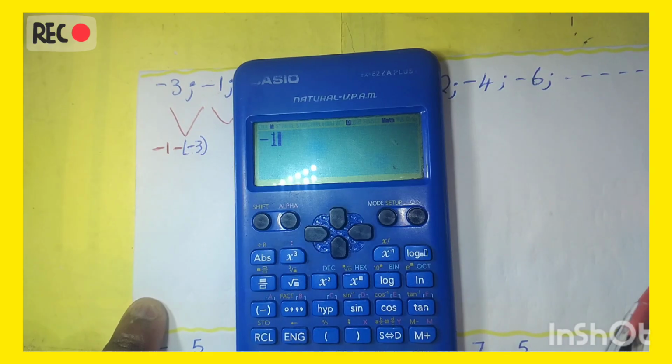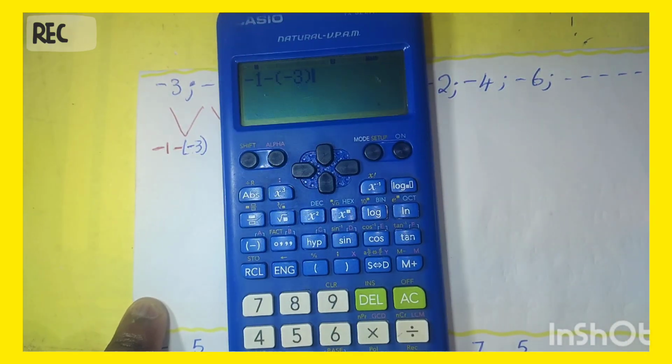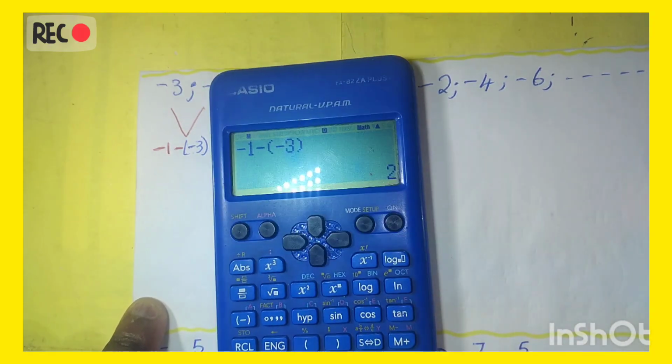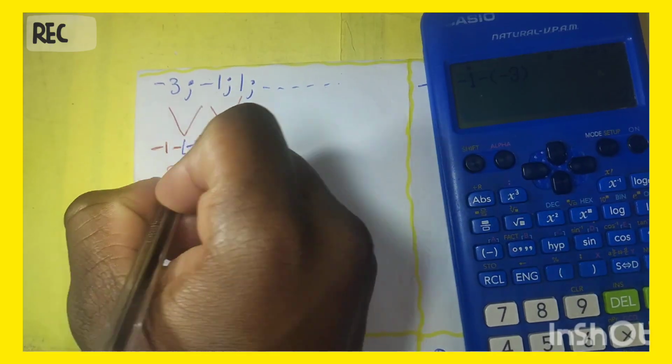Pressing this on your calculator, this is what you will end up getting. You'll get 2 there. Do you see? Not negative, guys, positive 2, by the way. So this thing there is positive 2.